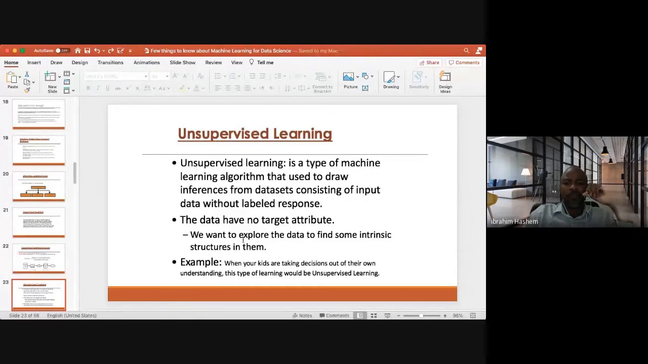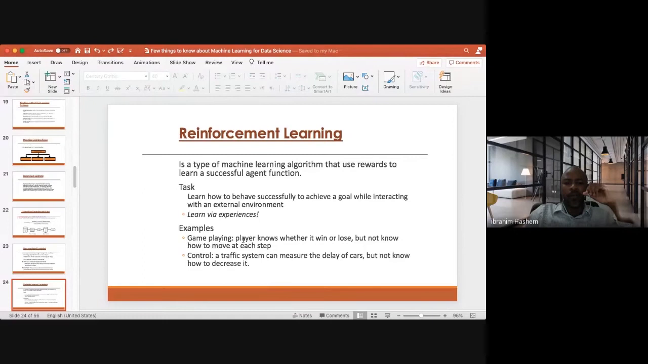So unsupervised learning is a type of machine learning used to draw inference from a data set consisting of input data without labeled response, meaning we don't have the labeled response column, or we don't have a dependent variable for it. As I said, clustering is one of the algorithms that is very common in this unsupervised learning approach. We also have reinforcement learning. It's also, as I said, one of the learning algorithms, and it's based on rewards and success. It is commonly used, especially in gaming and also control, like traffic systems and self-driving cars and so forth.